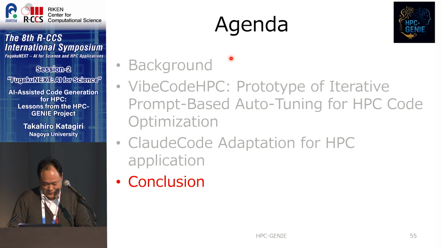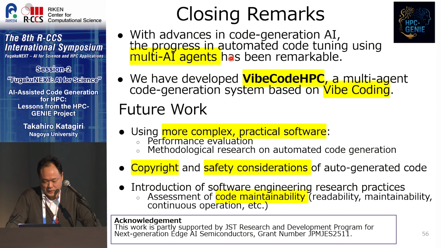Okay, very quickly, I'd like to conclude this talk. With the advantage of code generation AI, the process of automated code tuning using multi-agent has been remarkable, I think. And we have developed a vibe coding HPC multi-agent code generation system based on vibe coding. There are so many future works, and I will mention only the very important ones.